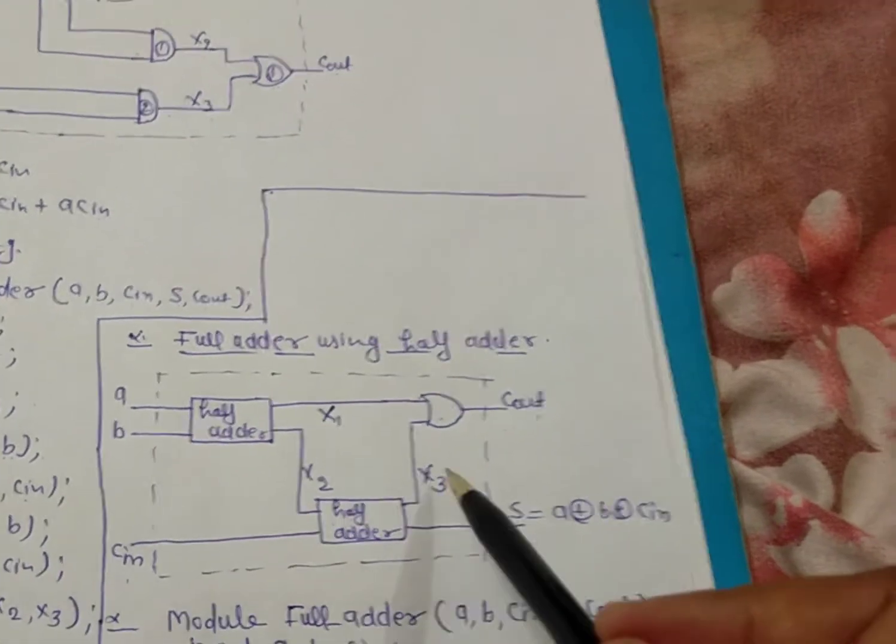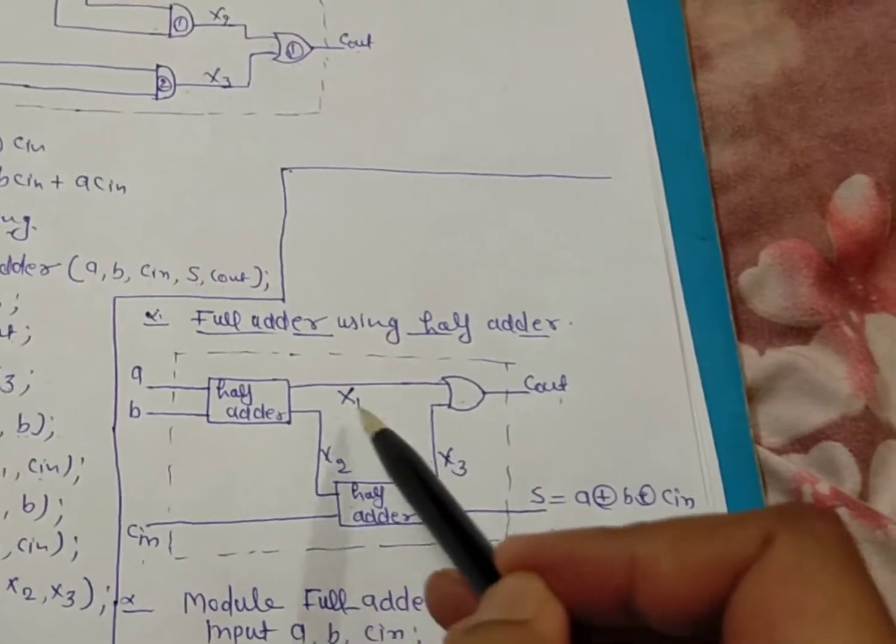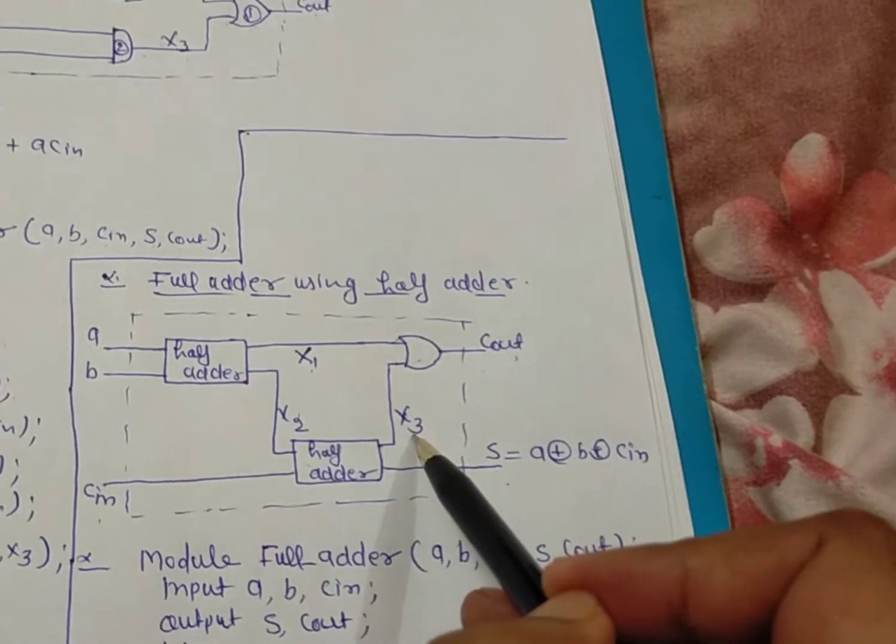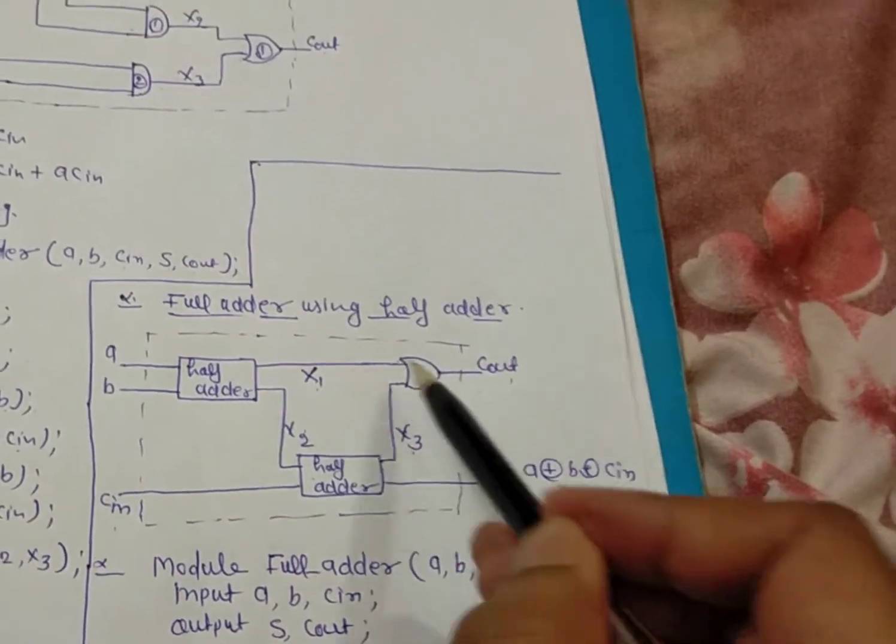So there is also interconnection, and this interconnection is represented by a wire. So X1, X2 and X3 are the wires of this interconnection.